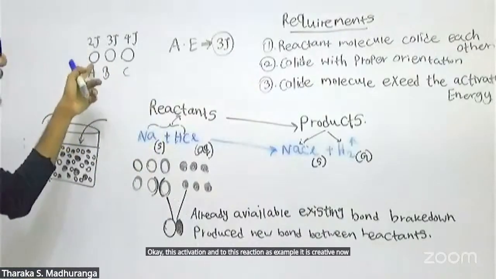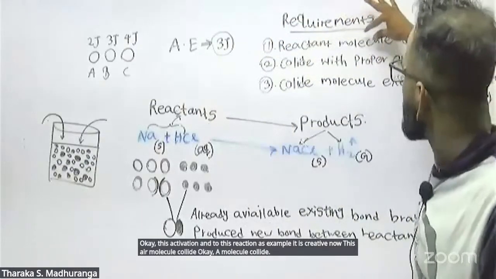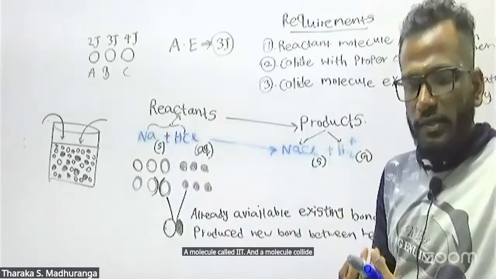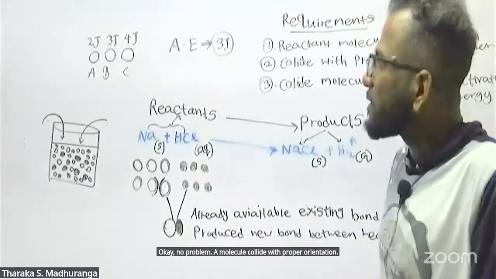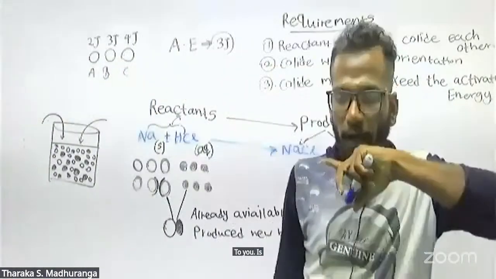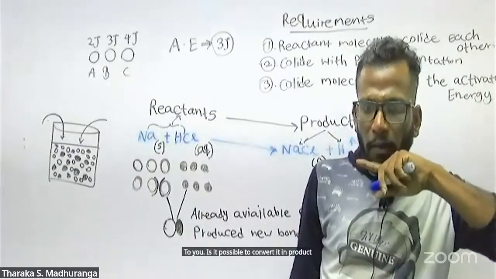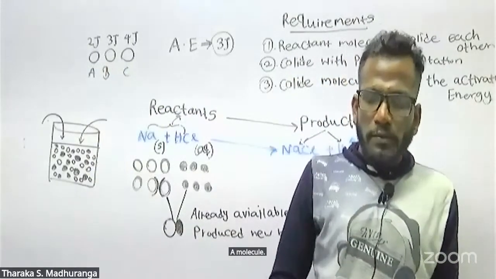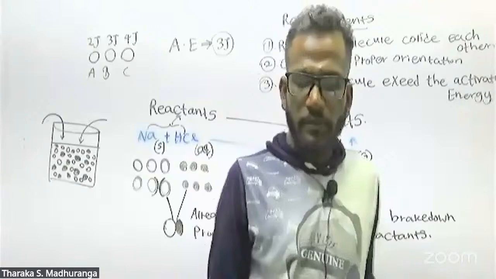Now, this A molecule collides. A molecule collides with proper orientation, no problem. But their energy level is 2 joule. Is it possible to convert into product? A molecule, is it possible to convert into product?